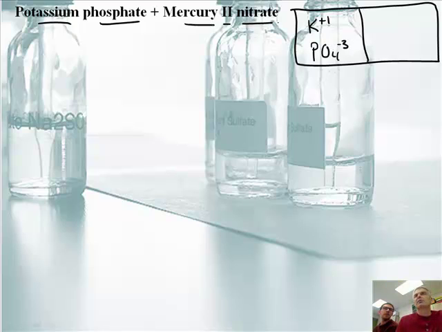And then the second chemical is mercury(II) nitrate. Now, what's that Roman numeral mean? The charge, I believe we've decided. Hg plus 2, and then nitrate is NO3, negative 1. Okay. So let's put them all together. Potassium phosphate.